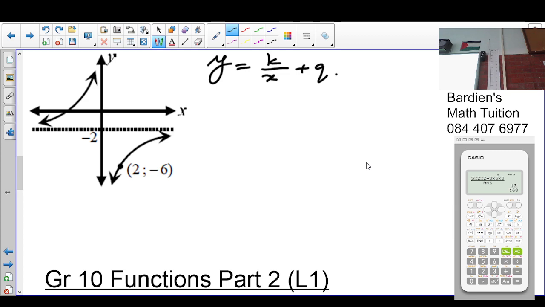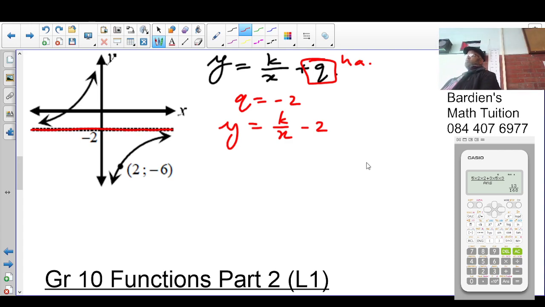The unknown is in your denominator. Can you see that? So when we start, we know that the horizontal asymptote is y is equal to 2. So that means to say that q is equal to negative 2. Not so much the horizontal asymptote, it's always this value here. So we have y is equal to k over x minus 2.